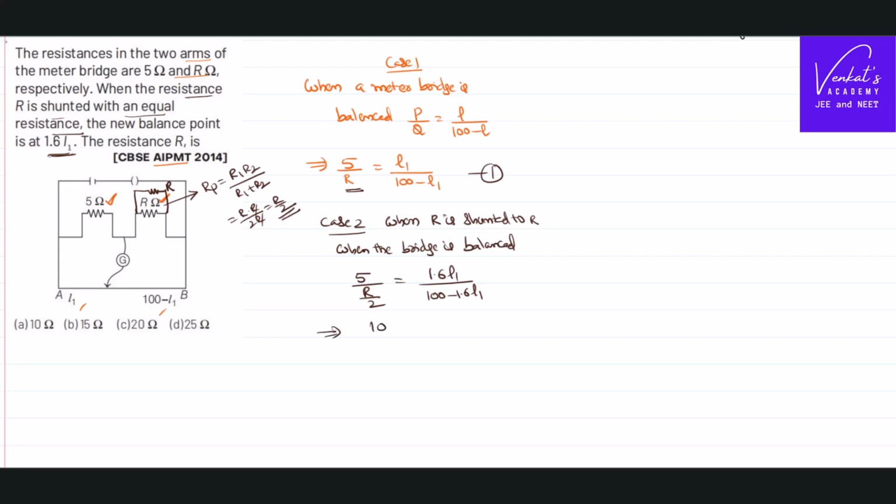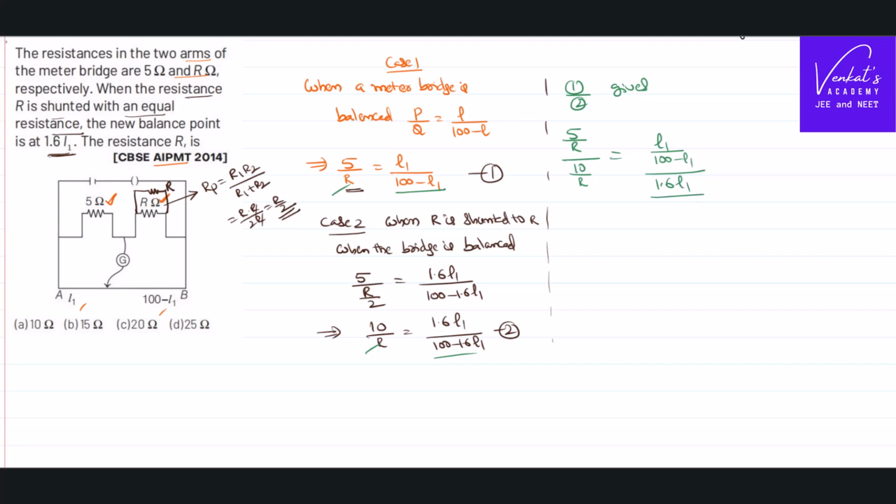So, 5 into 2 becomes 10: 10 by R equals 1.6 L1 by 100 minus 1.6 L1. This is equation number 2. Let us take 1 by 2 and see what happens. Equation 1 by equation 2: one's left side is 5 by R, the other's is 10 by R, one's right side is L1 by 100 minus L1, the other's is 1.6 L1 by 100 minus 1.6 L1.